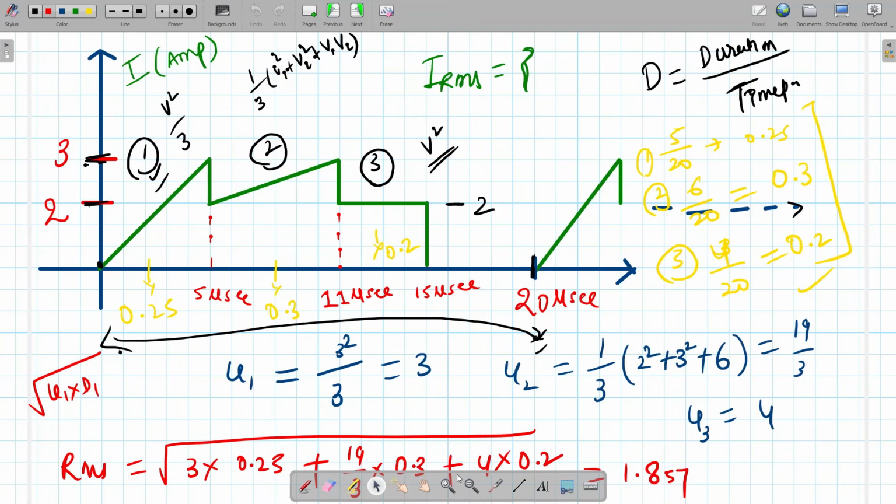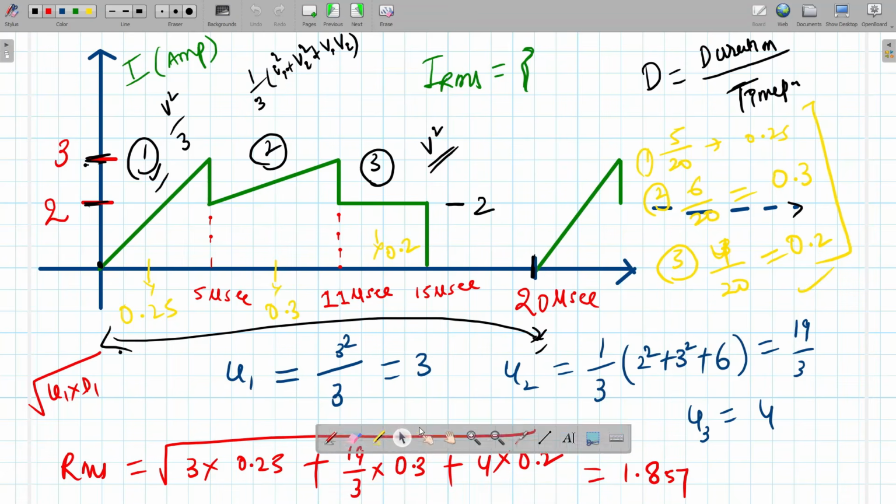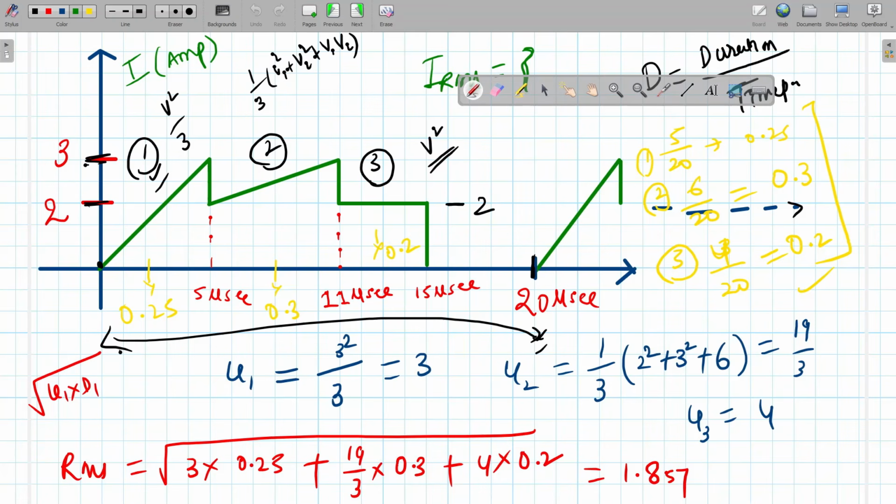RMS value is to be squared with all the products. See, RMS1 is already under root. What is RMS1? RMS1 is equal to under root U1 into D1. RMS1 whole square, this root will not be there, so it will be normal multiplication. Separately a square root will be there. Similarly for 2, U2 into D2, and 3 will be U3 into D3. When we keep the square, the under root will go and it is simply 3 into 0.25. Is it clear to all?